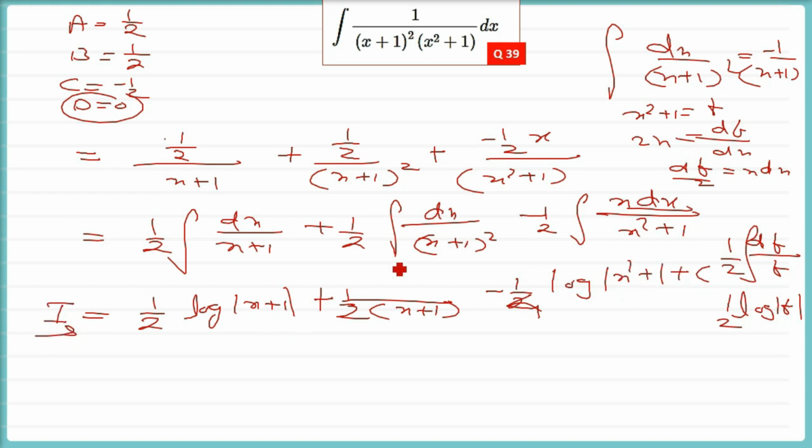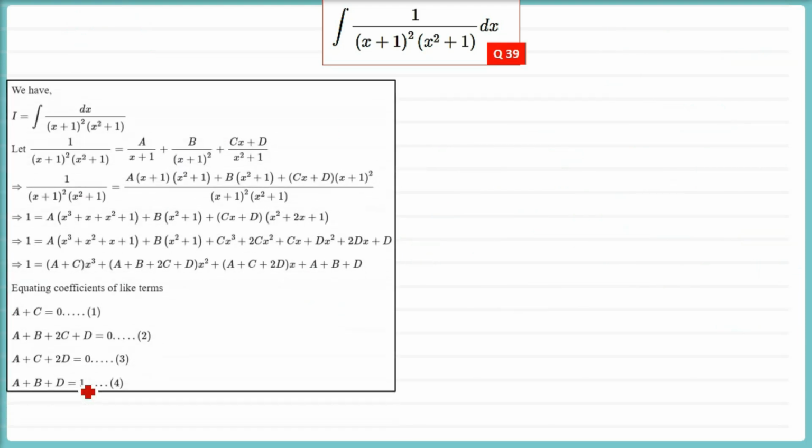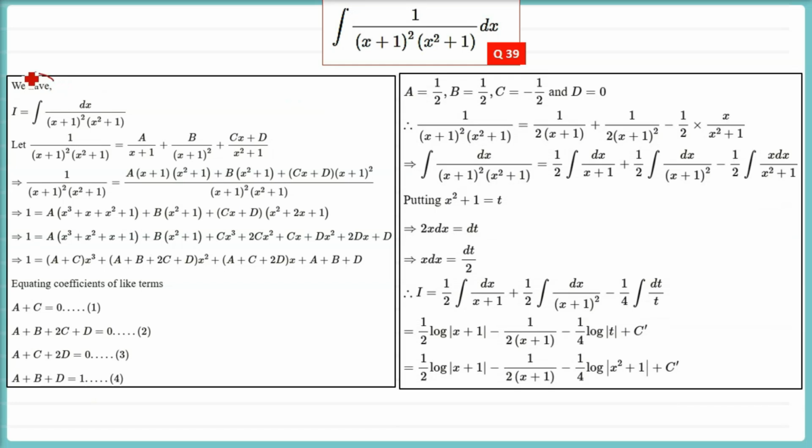This is your integration. So basic logic I have told you, but how to write it? Let's see it. This is how you're going to go about it. You have to write everything, like equating coefficients of like terms and putting equation numbers. All this you have to write. Logic I've already explained to you.